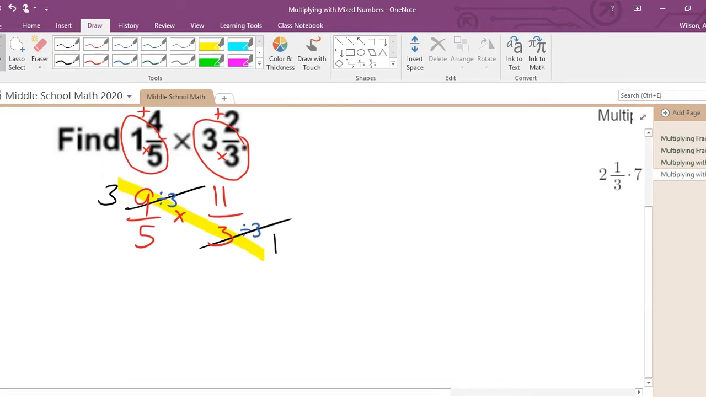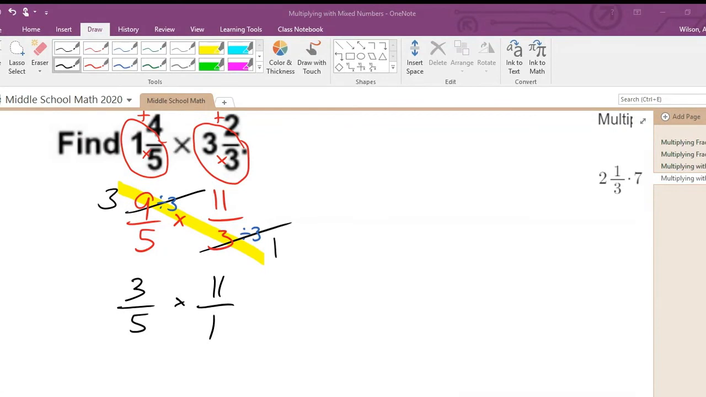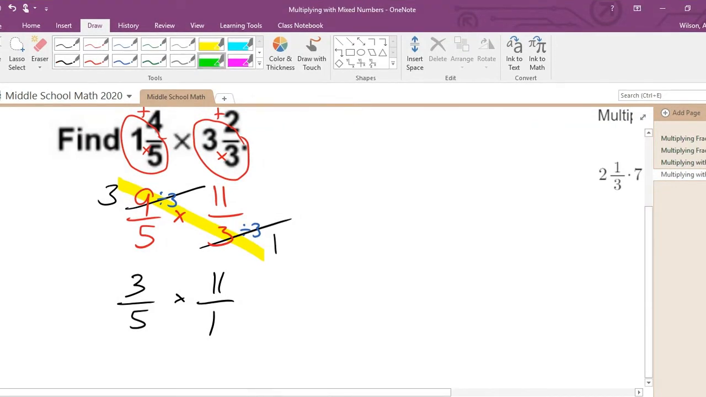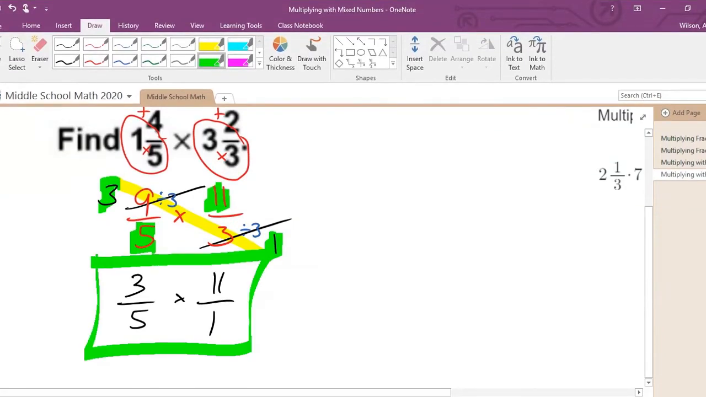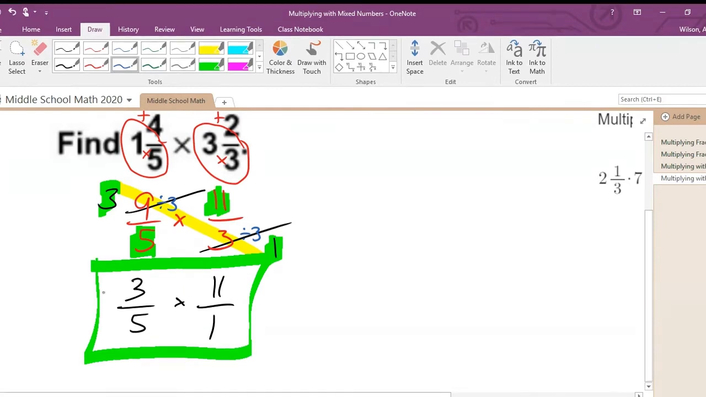So now our equivalent fraction is 3/5 times 11/1. The reason why that's there is you're looking at the 3 and the 5, so that's 3/5, and then 11/1. That's where this comes from. Now we're going to multiply straight across. 3 times 11 is 33. 5 times 1 is 5.